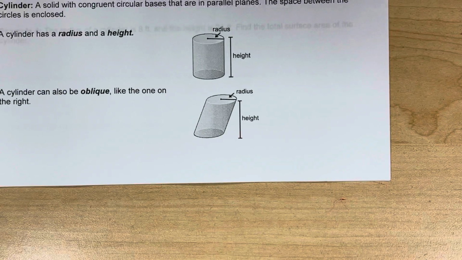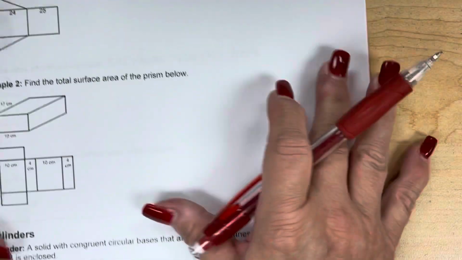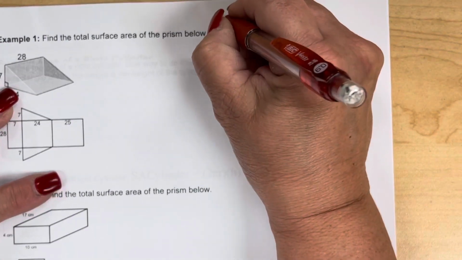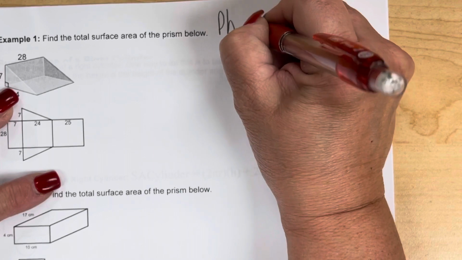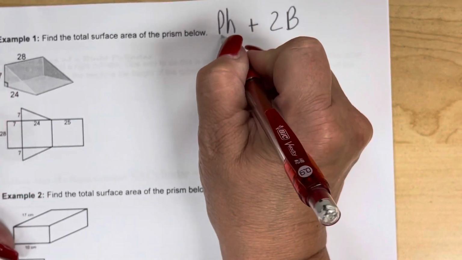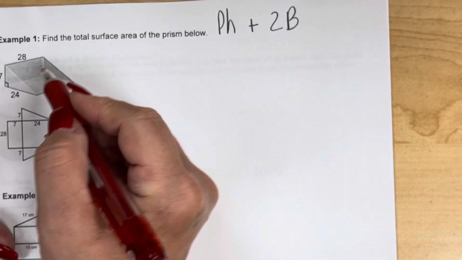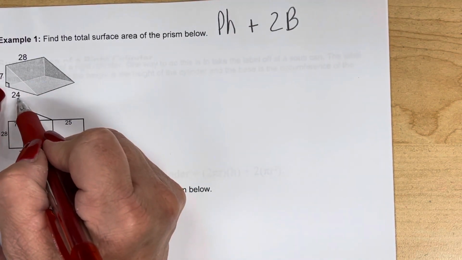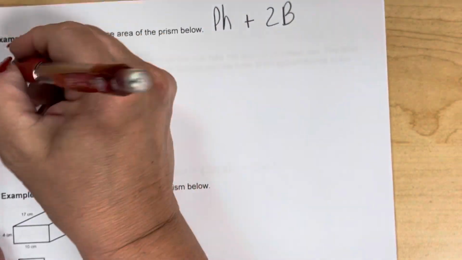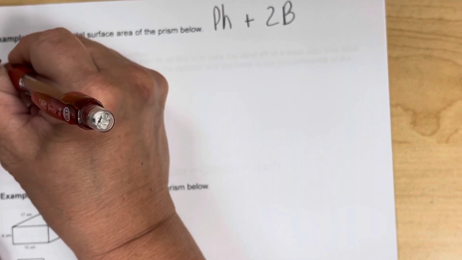All right, so let's take a look then at example 1. It's showing my first prism, okay? So you have to take a look at that, and I'm going to write the formula on there, which is PH plus 2B, okay? So my perimeter is going to be adding all the sides. So I know I have 7. I know I have 24. Well, I don't have the other side. Now, I've seen some people before in the past do this.